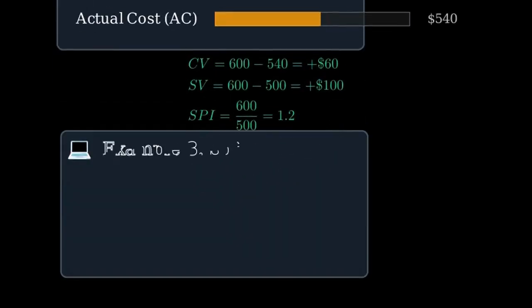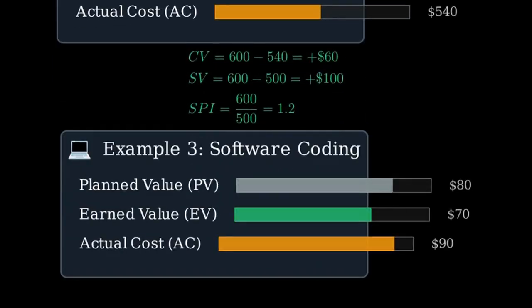Example 3, software coding. The budget is 100 lines at $1 each, so $100 total. Today, 80 lines were planned, but 70 are complete, and actual cost is $90. Let us see the bars.